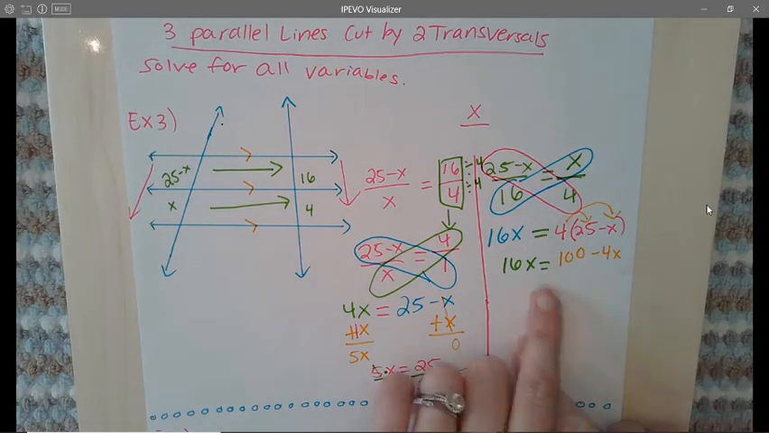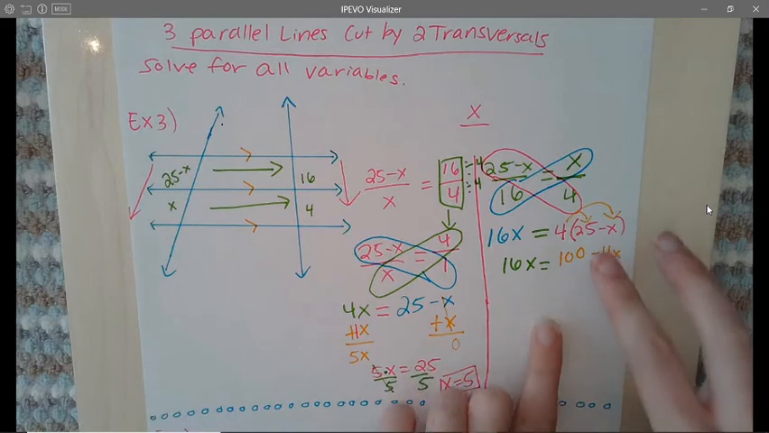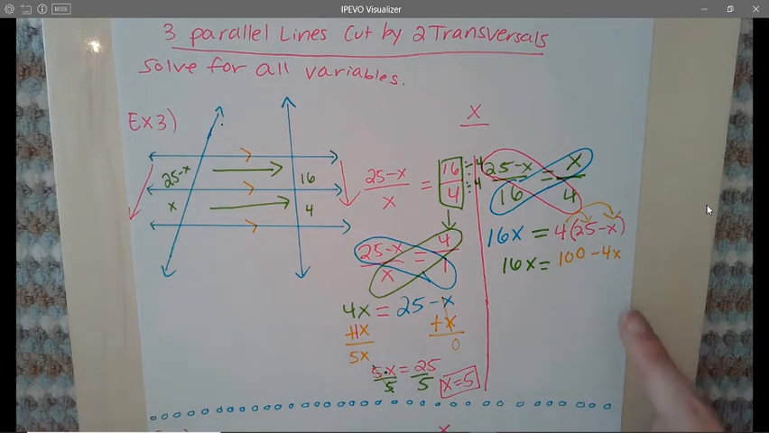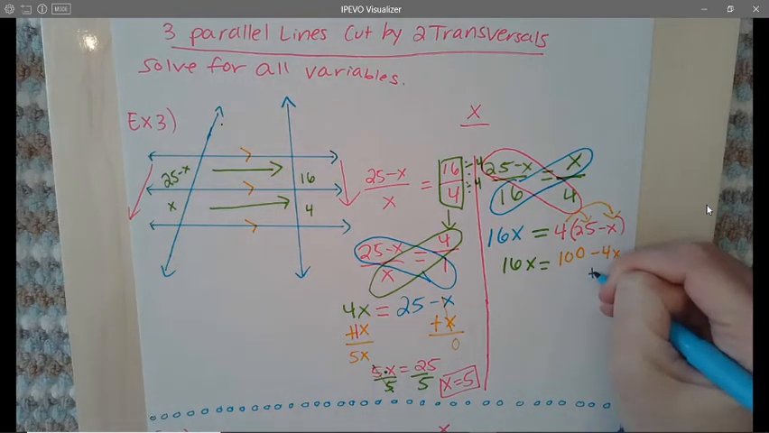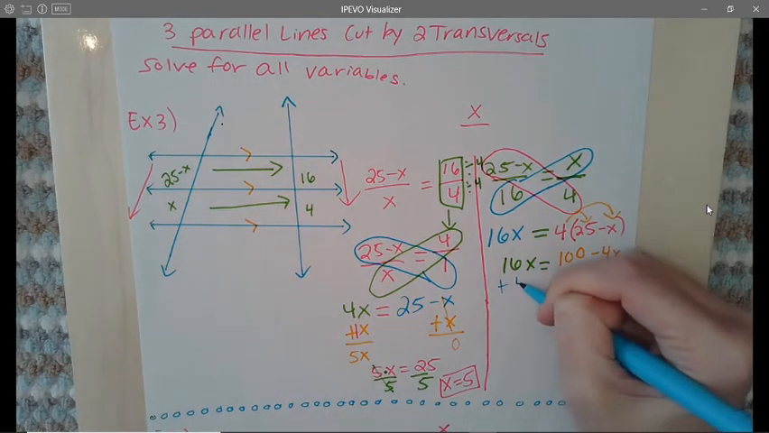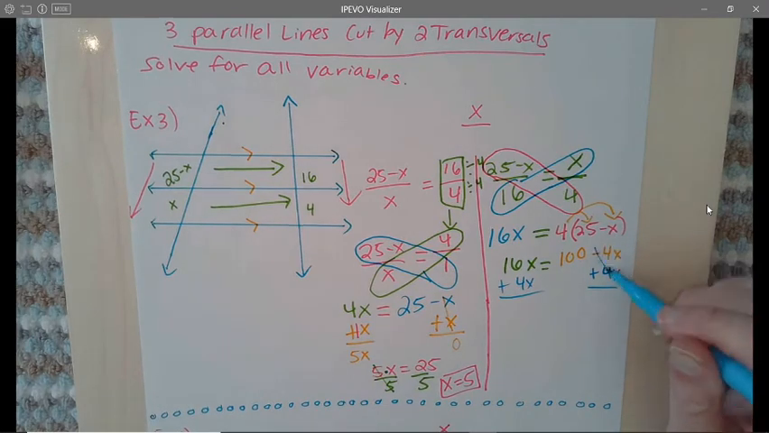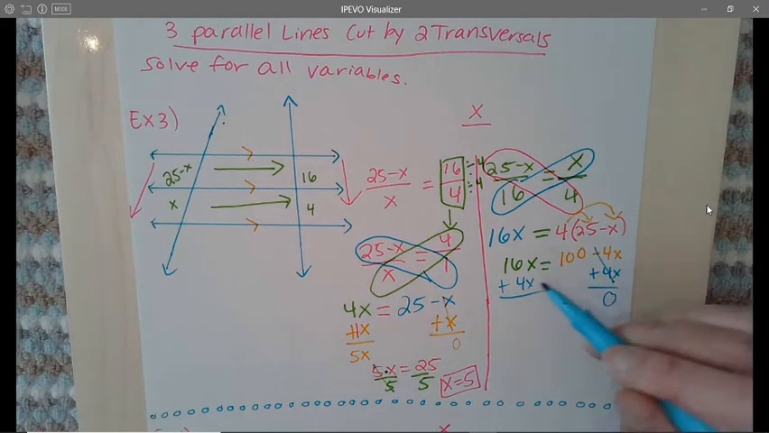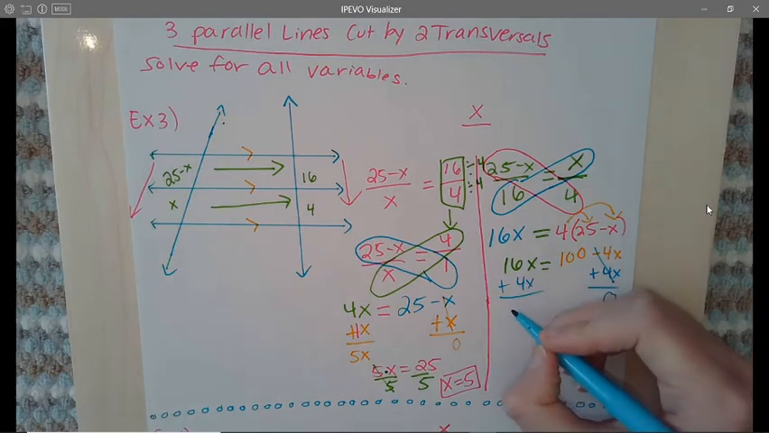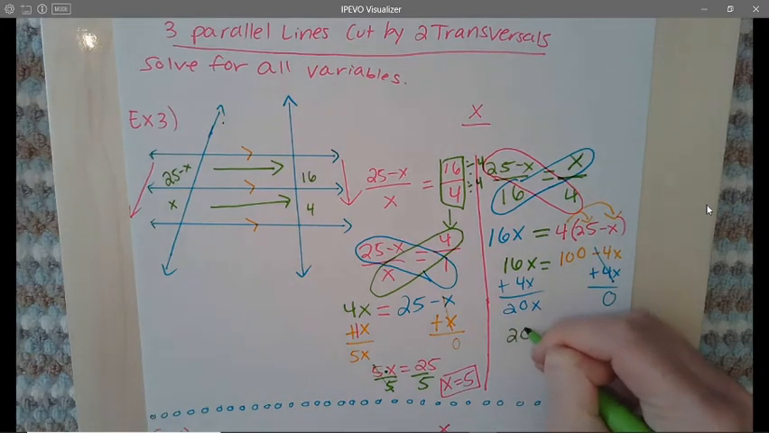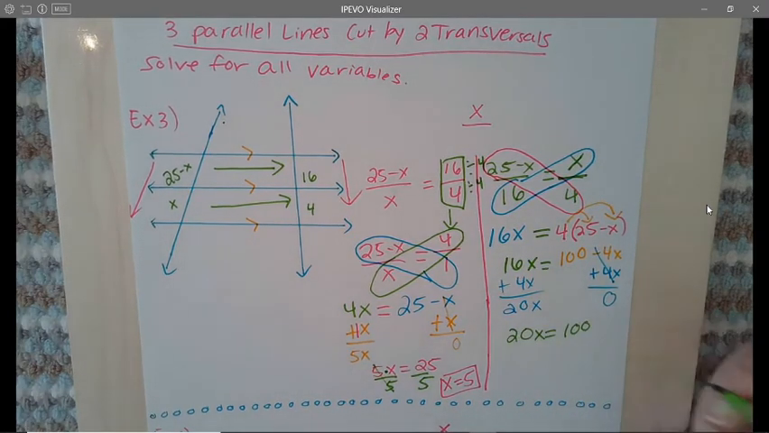I need to join together my x's, so I'm going to bring negative 4x to the other side, which the way you bring negative 4x to the other side is by adding it on both sides. Negative 4x plus 4x cancels and turns to 0. 16x plus 4x will give me a 20x. So I'm left with 20x equals 100.